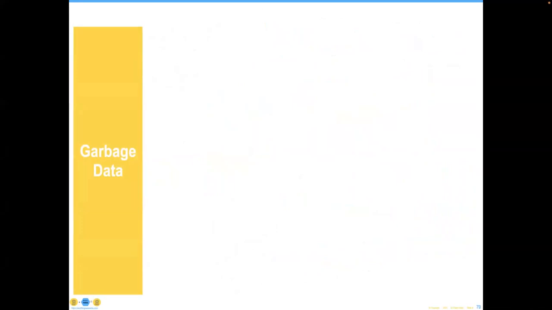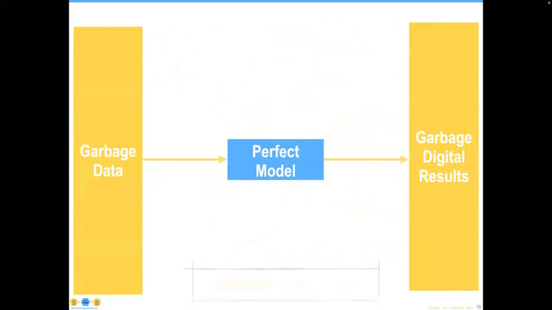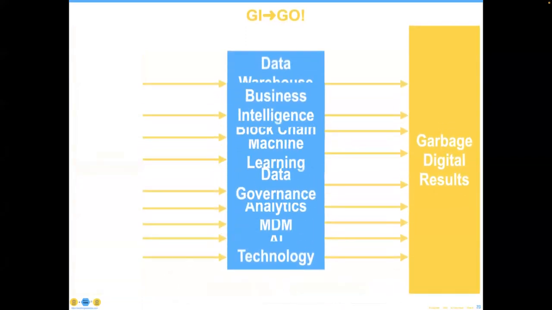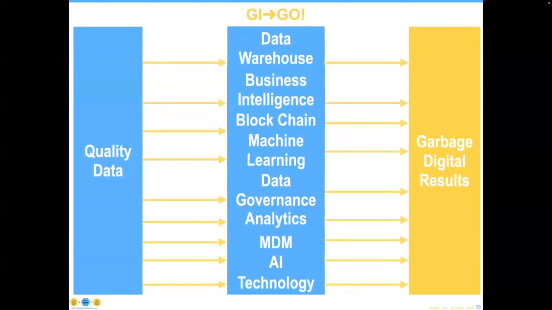Same thing with the folks that are implementing Salesforce and deciding to optimize by a delivery date instead of optimizing for when the quality can be at a certain level. And it doesn't matter what you have in the middle, this garbage in, garbage out model is going to be true, whether the thing in the middle is a warehouse, a machine learning algorithm, business intelligence, blockchain, AI, MDM, data governance, analytics, technology, or literally all of them at once, as I've seen in some organizations.